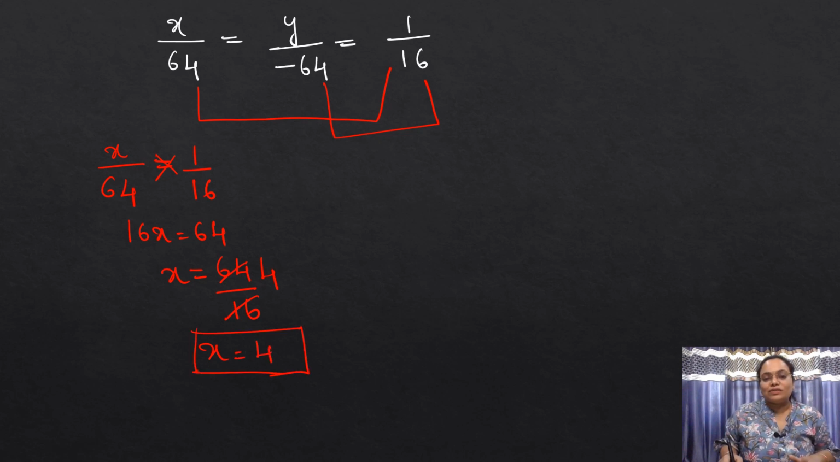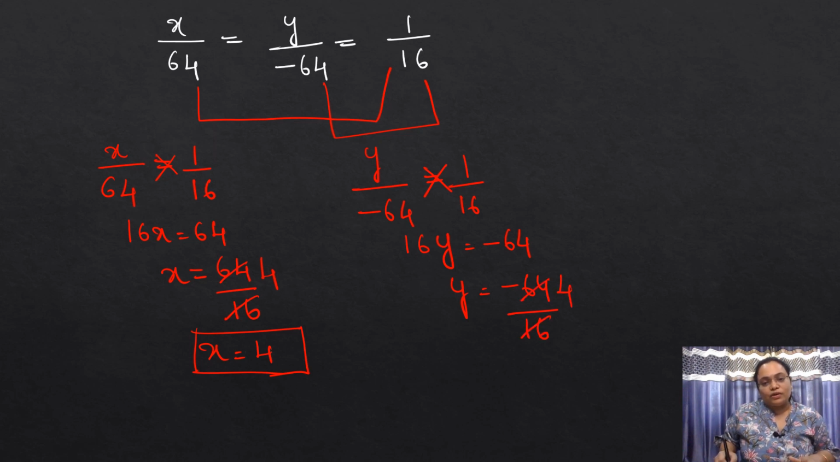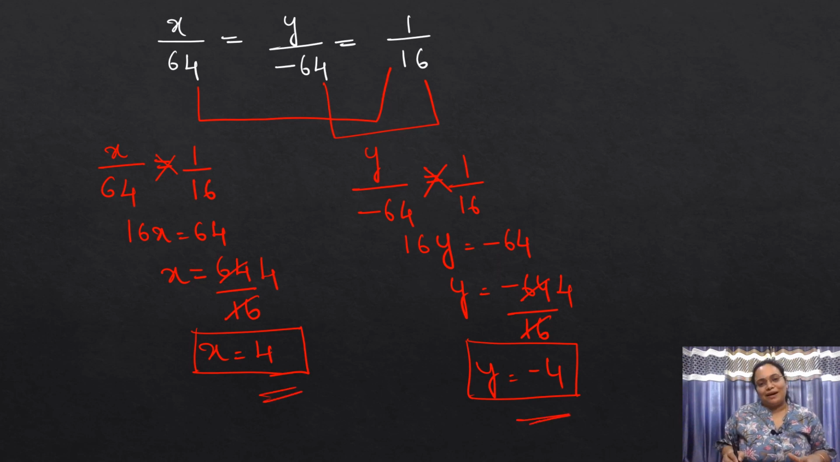Okay. Now let us solve for y. y by minus 64 is equal to 1 by 16. Cross multiply. 16y is equal to minus 64. y is equal to minus 64 by 16. y is equal to minus 4. Okay. So the values of x and y are 4 and minus 4.